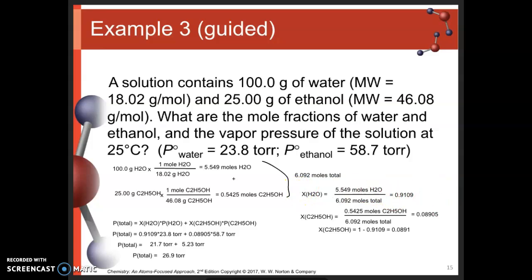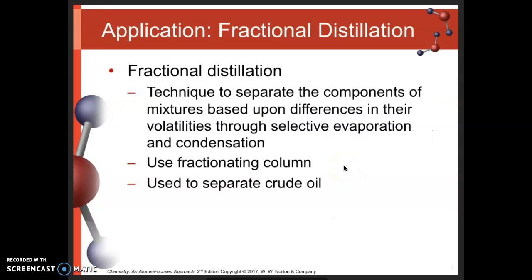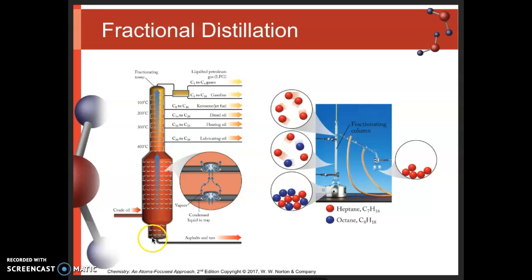Now, an interesting use for them is actually in something called fractional distillation. In fractional distillation, we use these boiling points and these vapor pressures to separate the components of mixtures based upon their volatilities. The things that are more volatile tend to get separated more easily. The things that are less volatile need a little bit more heat to be separated. And a fractional column like this can help to separate them into those components.